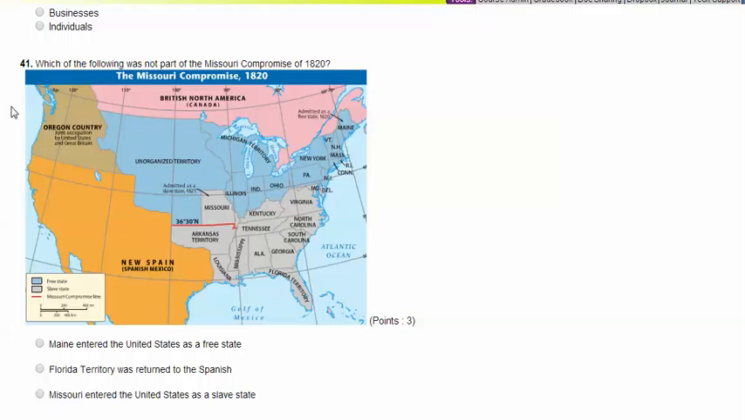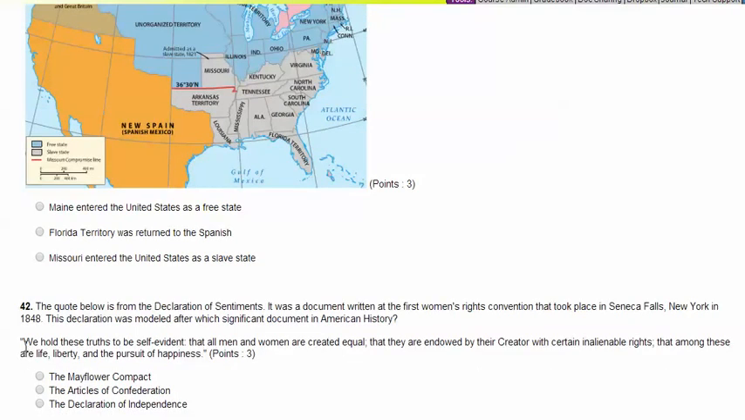Which of the following was not part of the Missouri Compromise of 1820? You can use the image and map here to help you answer this question. Maine entered the United States as a free state. Florida Territory was returned to the Spanish. Missouri entered the United States as a slave state. So which of the following was not part of the Missouri Compromise of 1820?